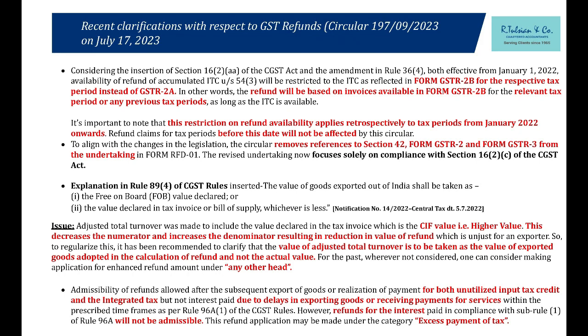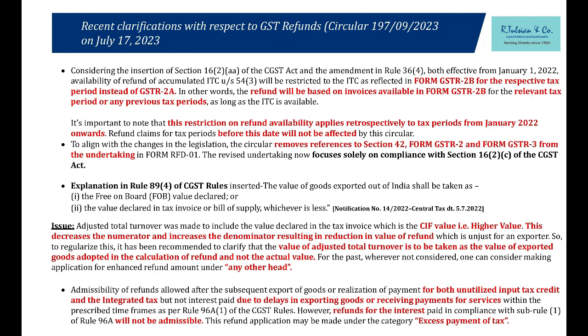Now what has happened, many officers, they have the clarification by notification 14/2022, that the numerator will be FOB value, lower of FOB or the invoice value. For instance, if you export CIF, but still refund, you will be getting on FOB value of the export. So that will be the numerator, that has been clarified. But what will be the denominator? Denominator is adjusted total turnover, which means domestic supply, exempt supply, everything taken together, and your zero rated supply is also there. But here, in zero rated supply, they are taking CIF value, higher value.